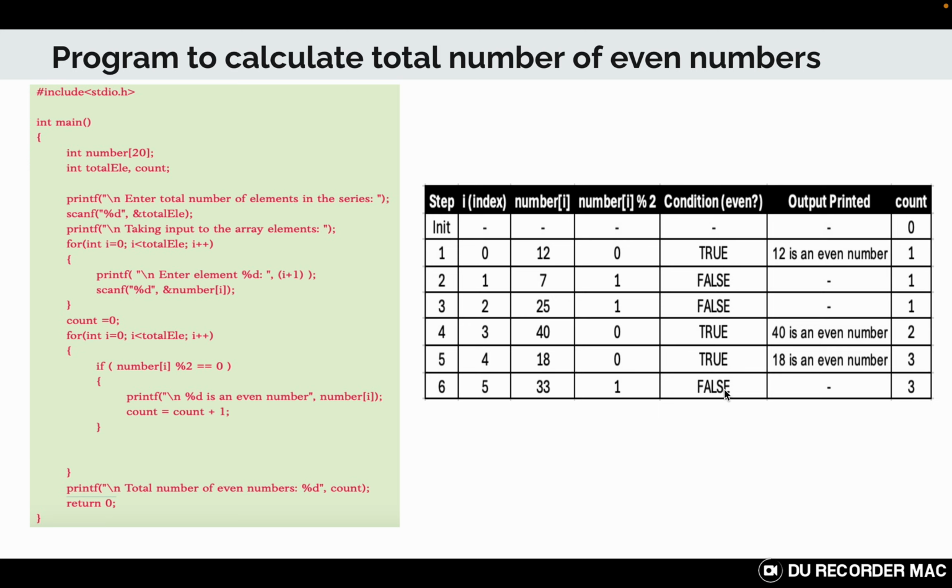And then finally, 33 is an odd number, so this condition becomes false, it doesn't move inside this block, and the count remains the same. After the for loop terminates, we print the final count. So currently the count is holding the number 3. This is the overall program and the dry run of how things work under the hood.